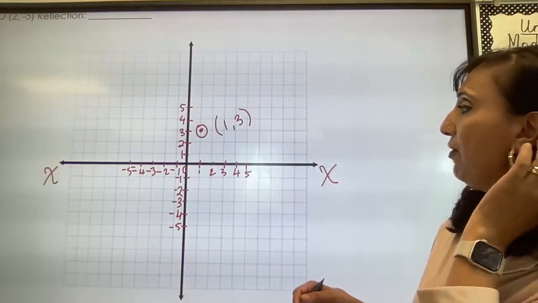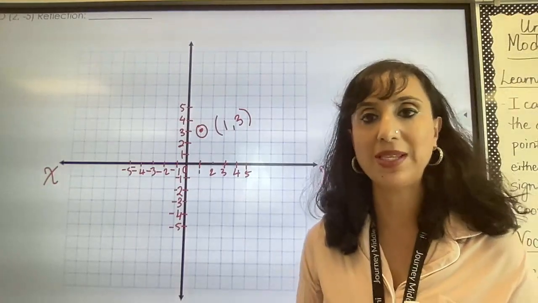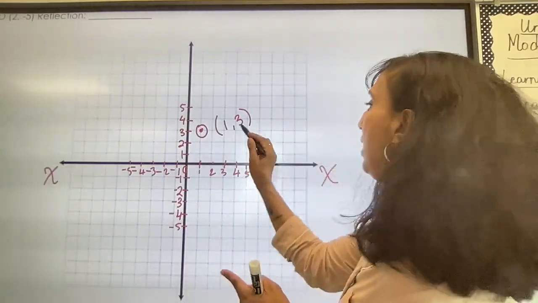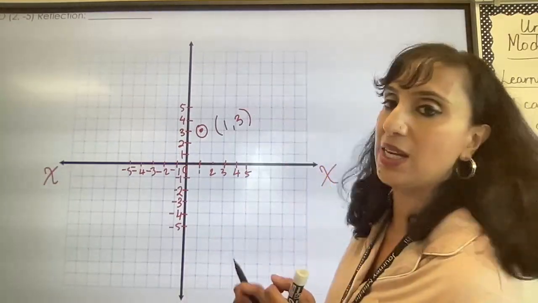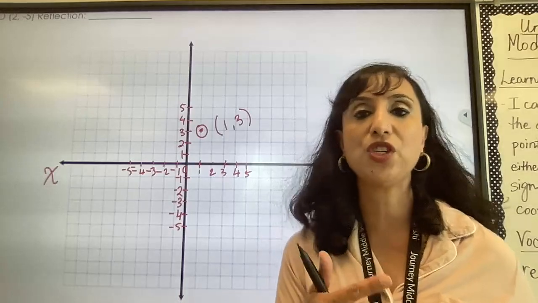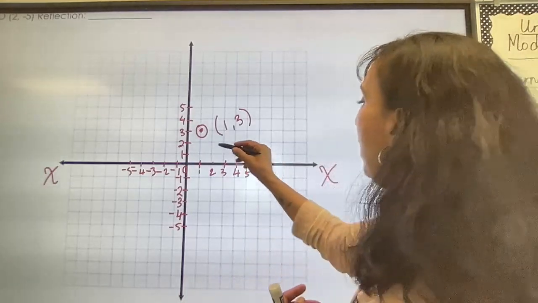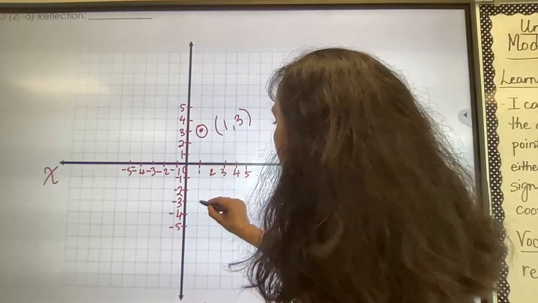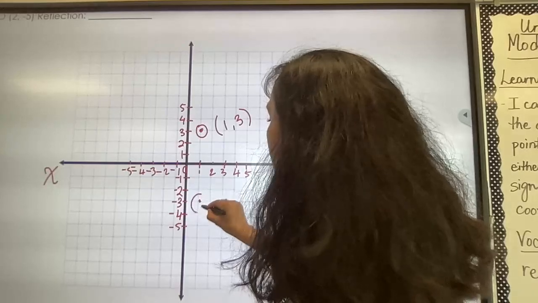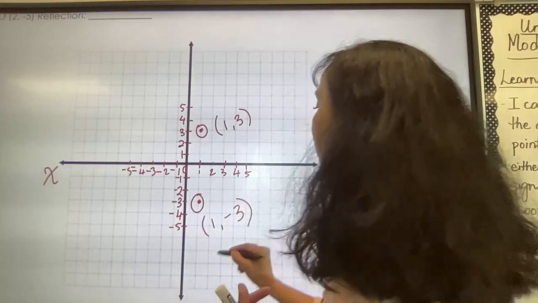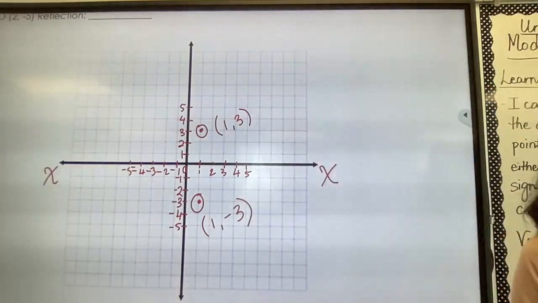So if it's going on the x-axis, what happens? The x-coordinate stays the same. So it's going to be still 1. X is going to stay the same, and we're going to have the reverse of 3, which is going to be -3. So if I am reflecting it, here is 1, and I have -3, and this is my ordered pair, which is a reflection on the x-axis.